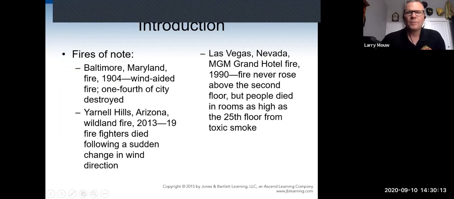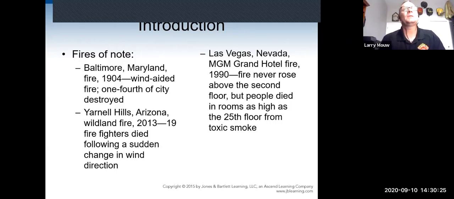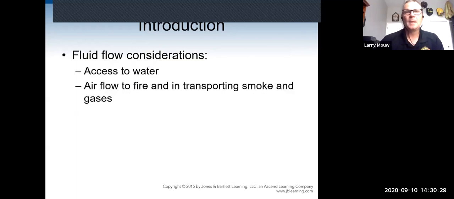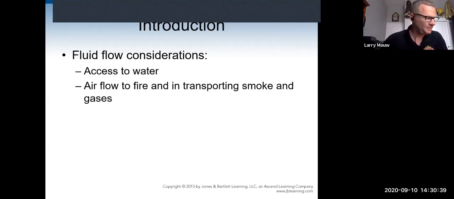So what we're going to find is that these fires get studied, and in doing so, we learn some different things about these fires. As we talk about flow of fluids, now these fluids aren't necessarily always liquids. They may be gases as well, but as they move, these fluids flow. So fluid flow considerations, some things to think about are access to water, airflow to the fire and its transporting of smoke and other gases.